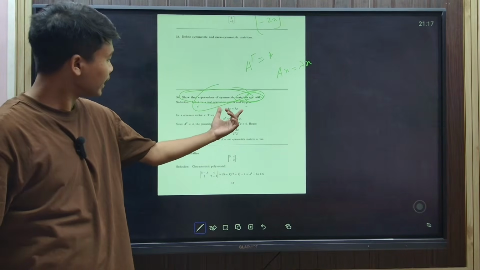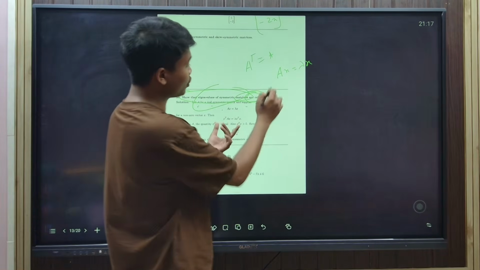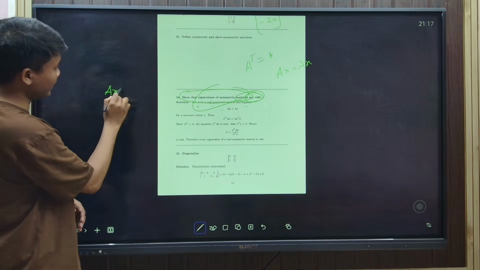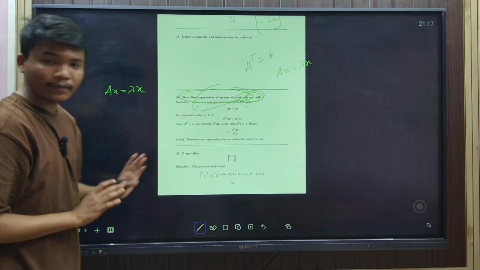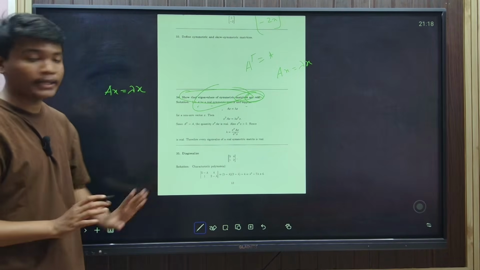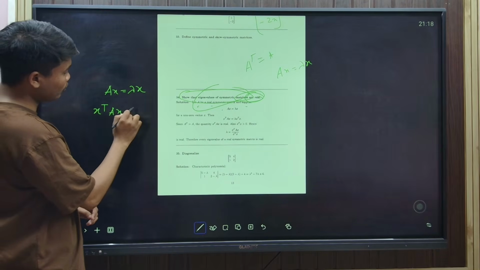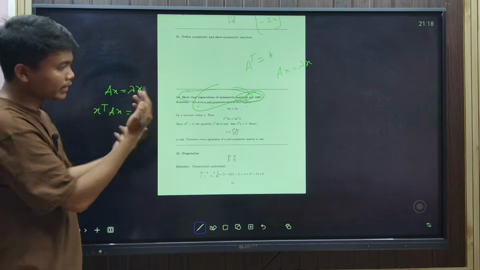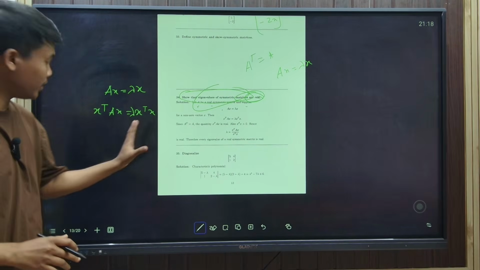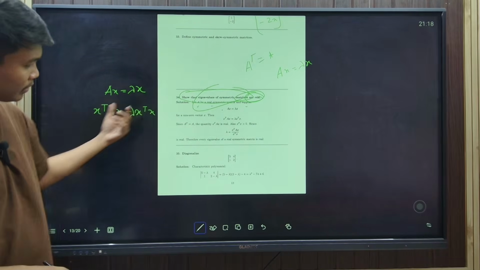Now for a non-zero vector X, what will I do? I will multiply by X transpose. Already we have A X equal to lambda X. This lambda is an eigenvalue, and X is called an eigenvector. So now I multiply by X transpose. X transpose A X equal to, lambda is a scalar, so X transpose X into lambda, because lambda is a scalar quantity, that means lambda is a real number. So now, that means real eigenvalue, that is lambda is a real number.